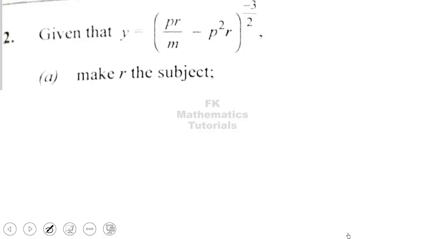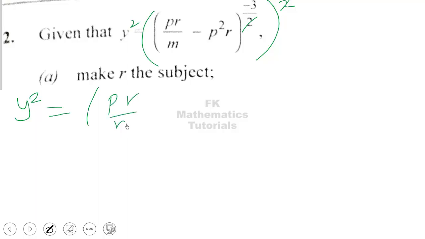Let's do something like this. There are so many ways you can start it, but square both sides. I'm squaring this and I'll square this. So when I do that, I'll get y squared is equal to, the 2 here will cancel these 2 here, PR over M minus P squared R, all exponent negative 3.